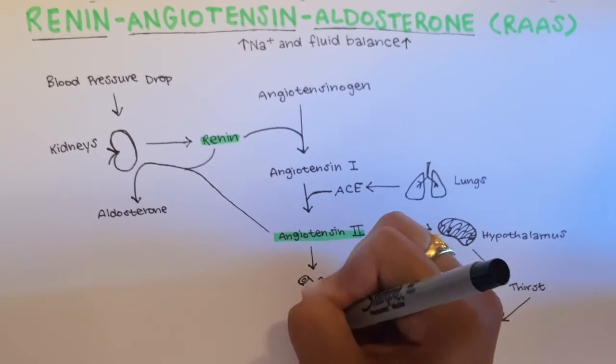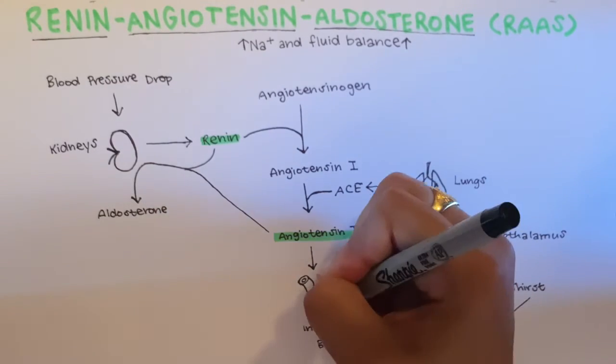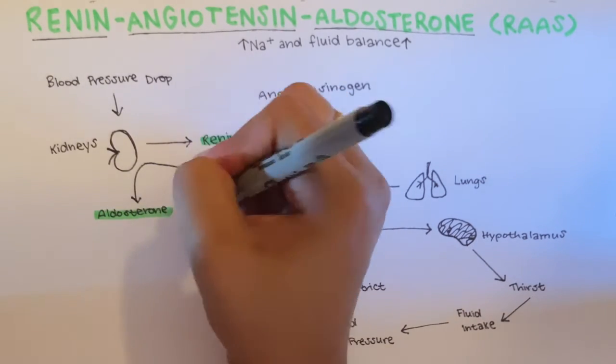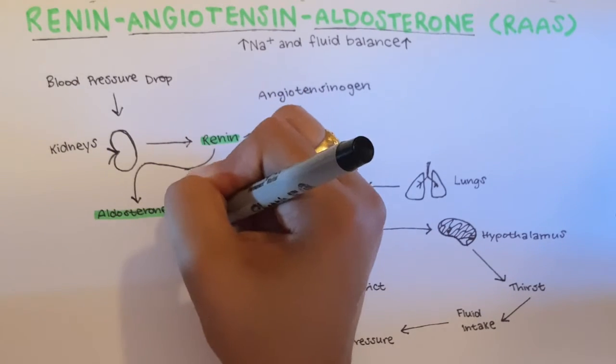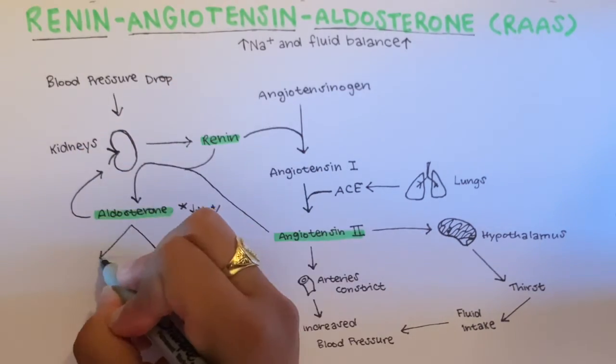All of these functions promote increased blood pressure, plasma volume, and sodium retention in the body, but we still need to cover aldosterone. The adrenal gland secretes aldosterone in response to angiotensin-2, a decrease in plasma sodium levels, or an increase in plasma potassium levels. Aldosterone promotes sodium reuptake and potassium excretion in the distal tubule of the kidneys.